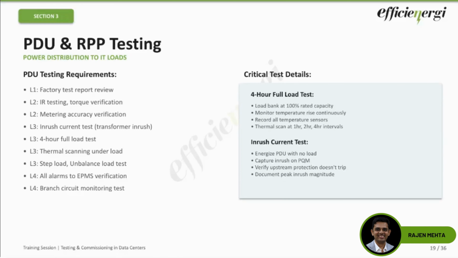Some common PDU issues which you can expect, in our experience, which we have also found: loose bus bar connections that can be found. Metering errors are there.